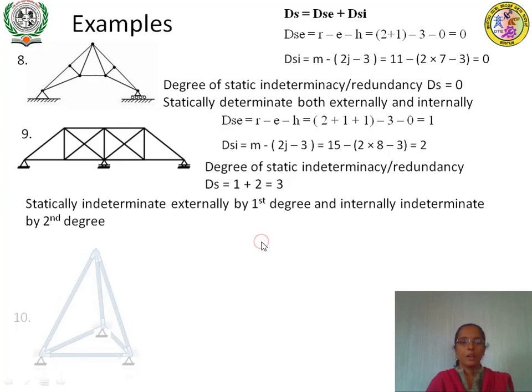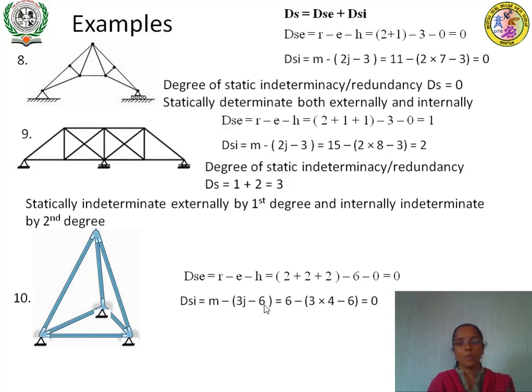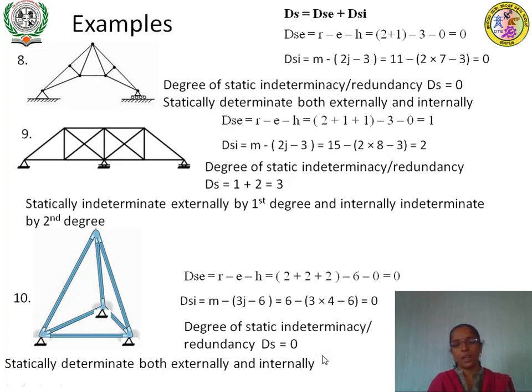Let us take this last example, a 3D truss or a space truss. So all hinges are there. So 6 unknowns will be there. 6 minus 6 equations, so it will be 0. And then M minus 3J minus 6 here. Number of members 1, 2, 3, 4, 5, 6 members are there. And 4 joints are there. So 3 into 4 minus 6. If you simplify it, it will be again 0. Therefore the degree of static indeterminacy is 0. It is determinate both externally and internally.